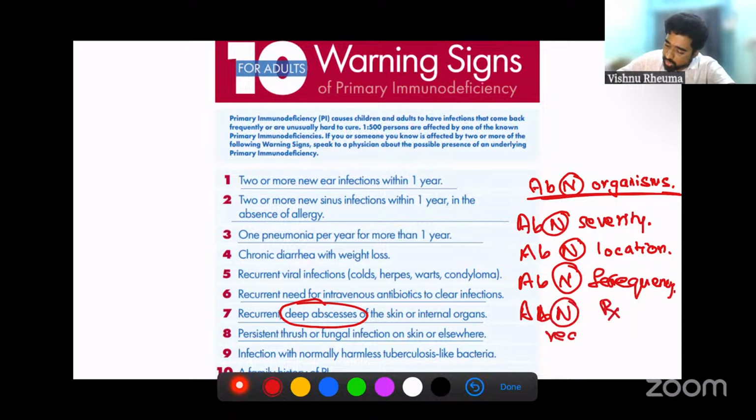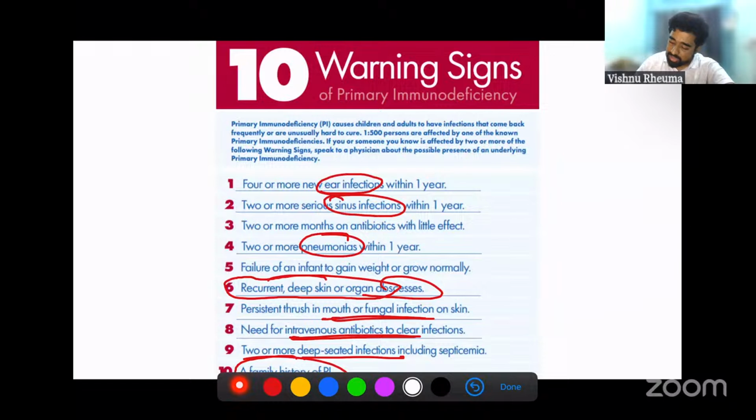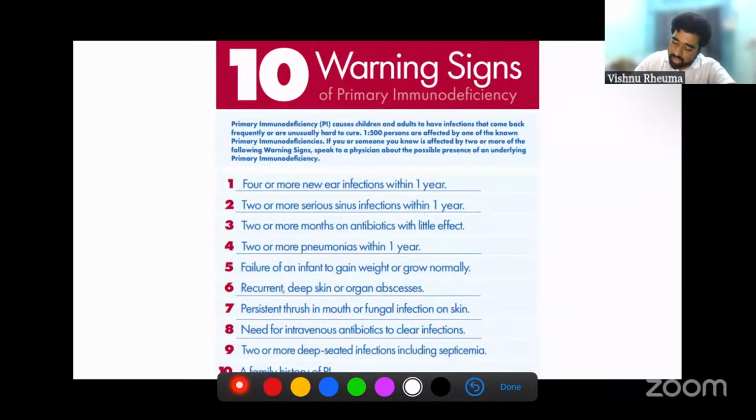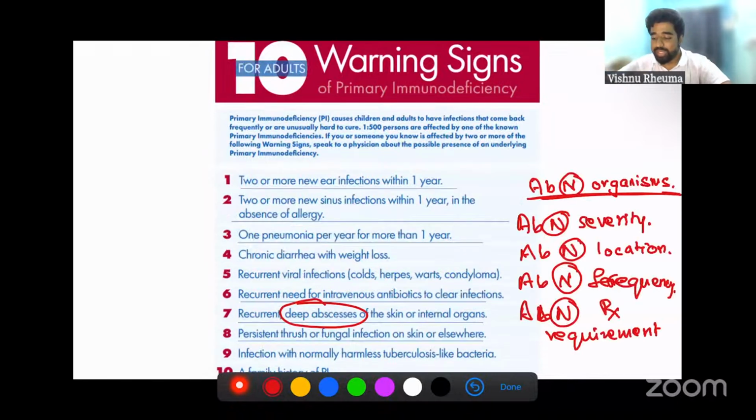treatment requirement. That is, you need a lot of antibiotics, you need high grade antibiotics, and also you need it for a long time. For example, you see here, one of the factors is 2 or more serious sinus infections, and also 2 or more months of antibiotics with little effect. That is, you need abnormal treatment requirement as well. So this is what it says, and also family history as well.